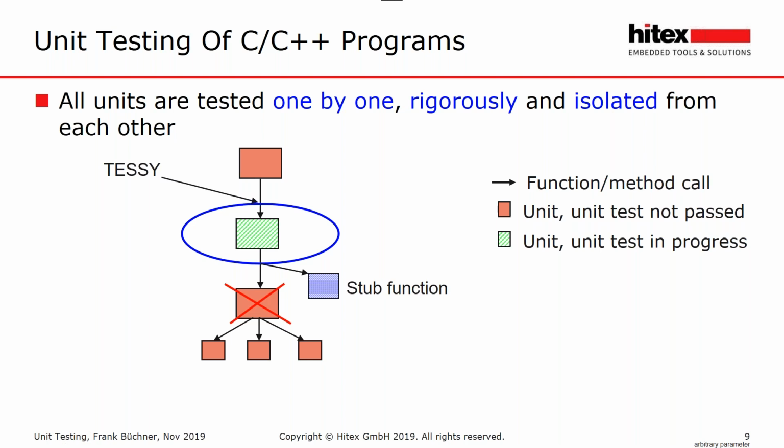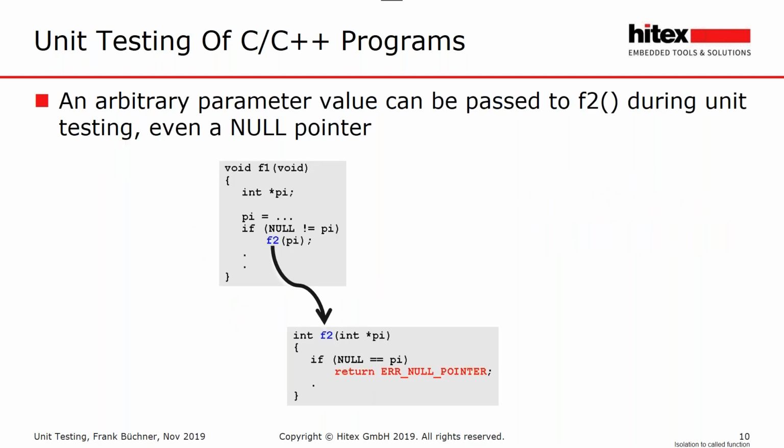The isolation to the calling function has a big advantage. It allows you to call the unit under test with arbitrary input data. Have a look at this situation here. We have here the function f2, which is called from f1, but only if the parameter which is passed is not null. This means if you test f1 and f2 together, you will not be able to find out if the null pointer is recognized correctly and if the correct value is returned by the statement which is displayed in red. So this is not possible during integration testing or system testing.